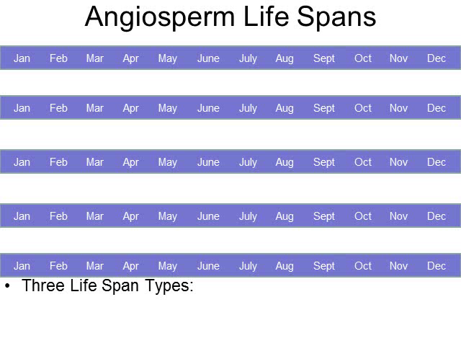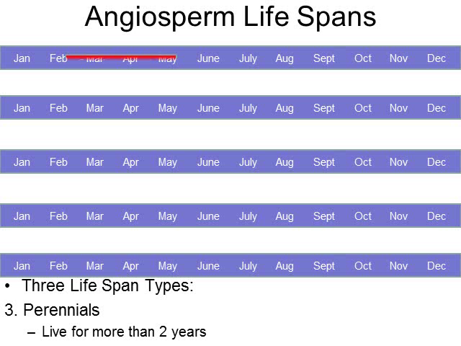And the third pattern I want to mention are called perennials. They live for more than 2 years. And so here's a timeline that's going to show 5 years. I'm not insinuating that all perennials live 5 years. I just wanted to kind of go over the basic pattern here.